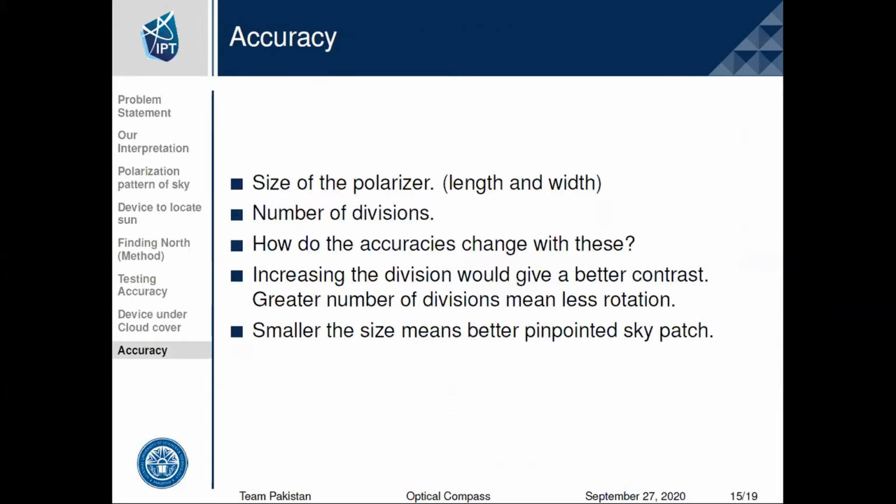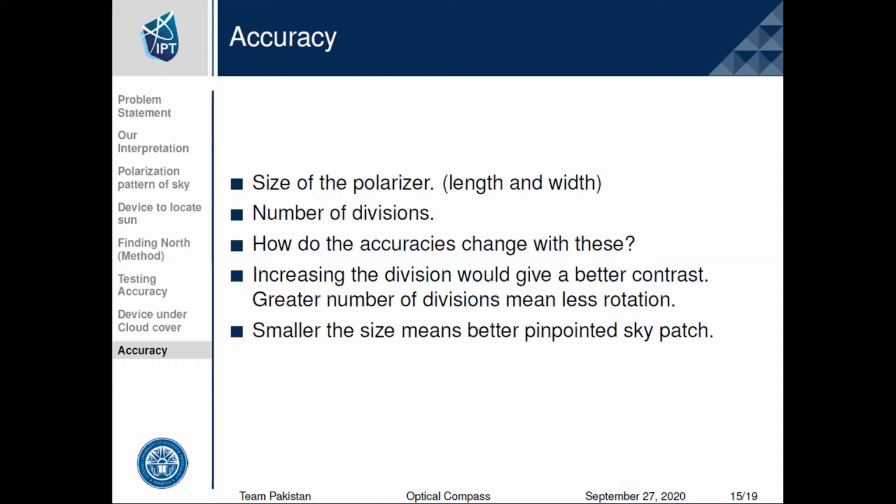So the accuracy is going to depend on the size of the polarizer. It is also going to depend on the number of divisions that we mark on the protractor of the polarizer and the number of arms that we mark over there. Obviously increasing the divisions and increasing the arms would give a better contrast, and a greater number of divisions means that you have to rotate it less. And a smaller size would mean that you would have a smaller patch in the sky.